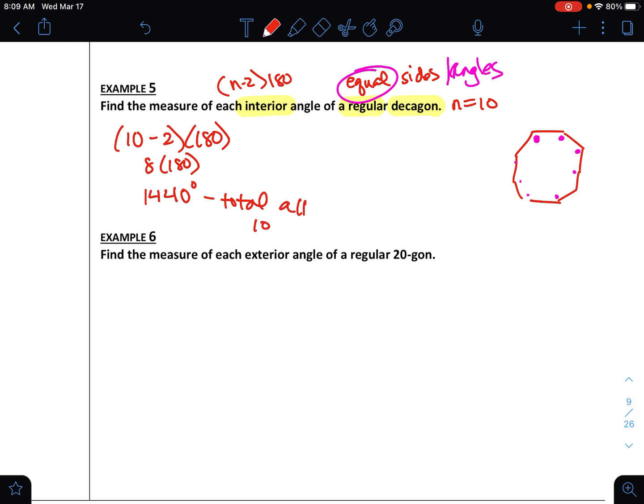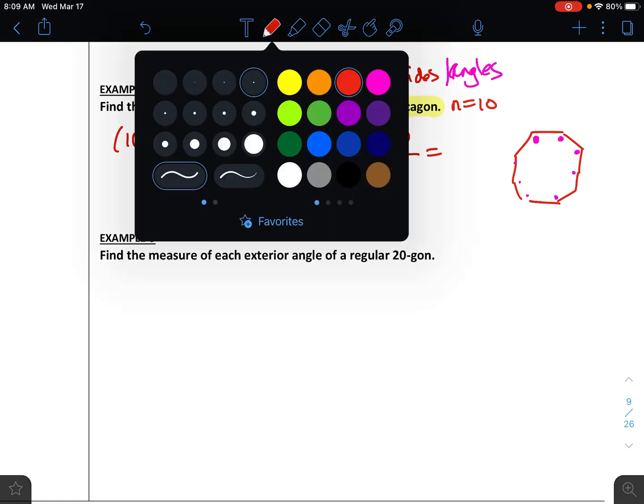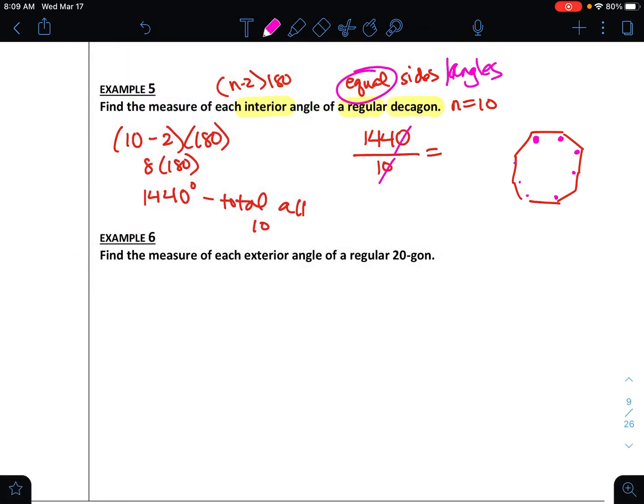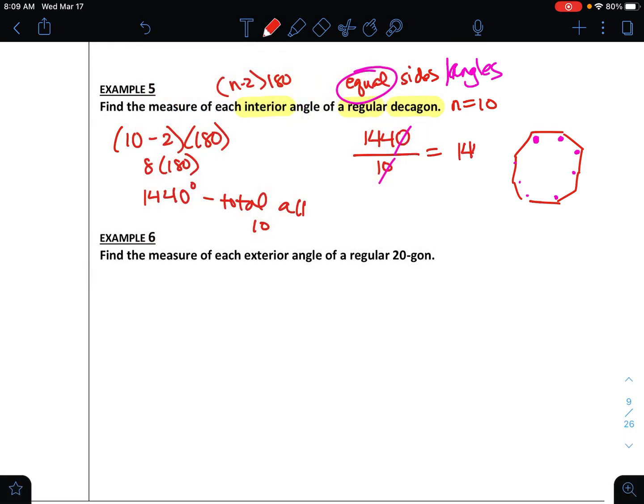all 10. But I need just each of them, which means I want one of them. So I'm going to take what they all add up to and divide by the number of angles that exist. So there are 10 angles. So when I divide that out, remember you can do this like divide by 10, it just takes a 0 away. So I am determining that each angle is 144 degrees. Okay, so we really want to read the words and make sure we're understanding what we're actually calculating. Okay, I want you to try the last one. Pause the video and then see what you can come up with, and then come on back and check it.